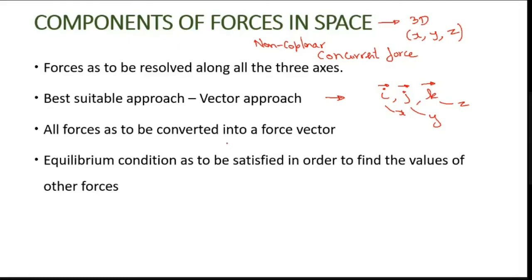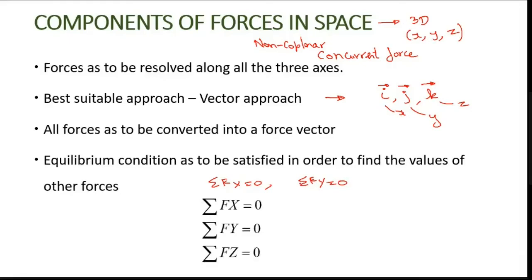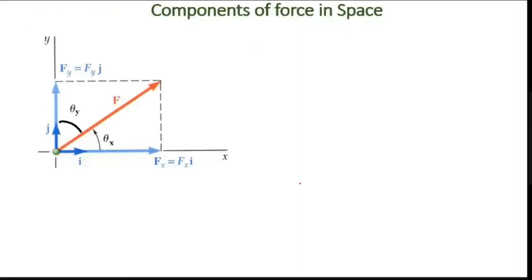And of course, it also satisfies equilibrium. So for 2-dimension, I can say that sigma fx is 0 and sigma fy is 0. Here it is 3D, right? So that means you have sigma fz also, which means I can say that your system is in equilibrium when sigma fx, sigma fy, and sigma fz are 0, right? That is one point to identify these things.